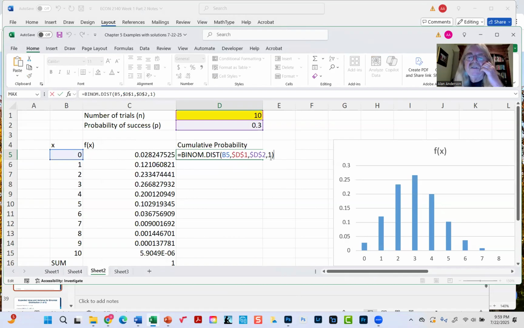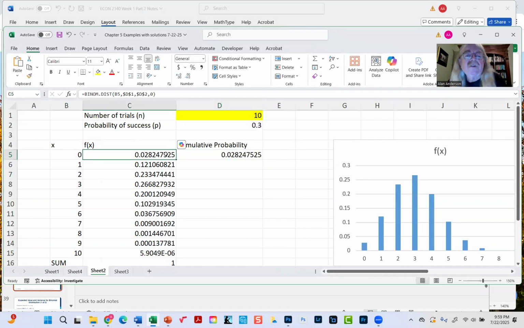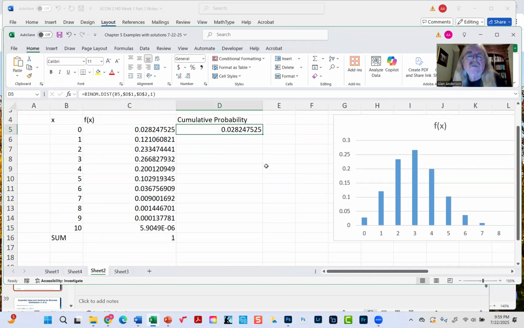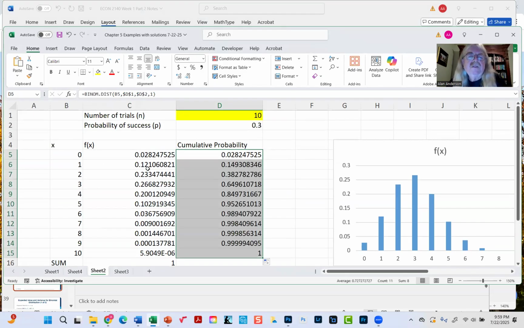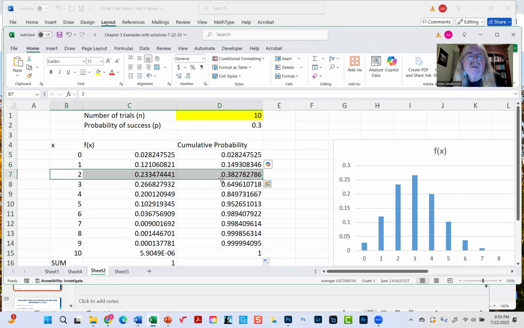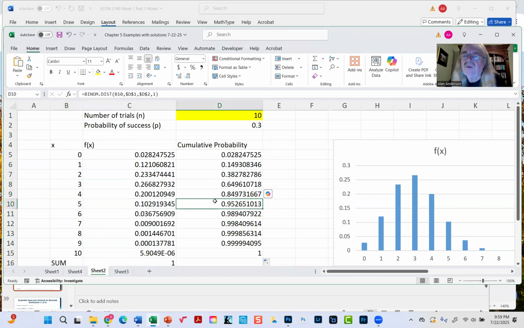You notice how at the end there it says 1. That's the cumulative part of it. By putting a 1 there, that means yes, I do want cumulative probabilities. Over here, we had a 0 for no. So remember that: in Excel, 0 is no, 1 is yes. When you drag this down, this one, for example, is the probability that X is 2 or less, 4 or less, 5 or less.